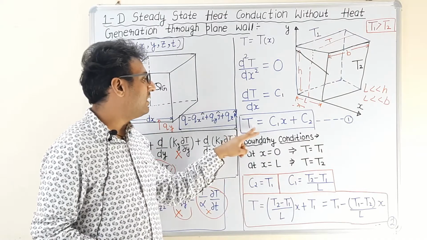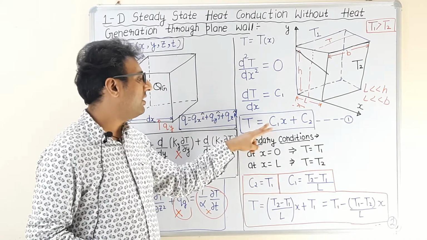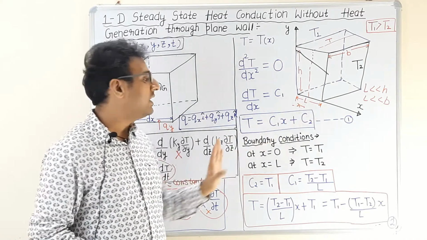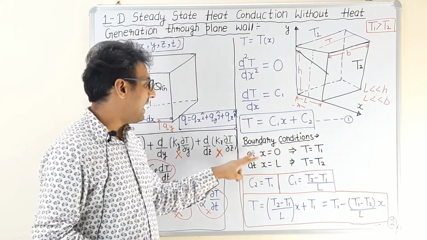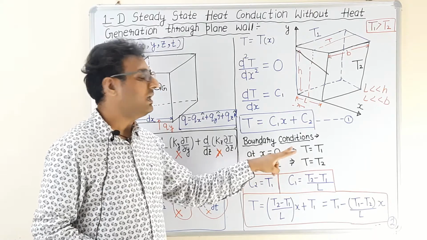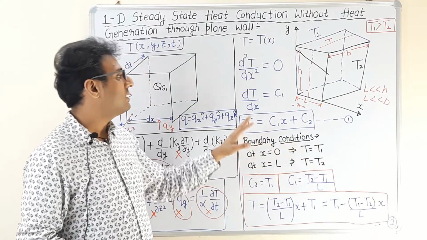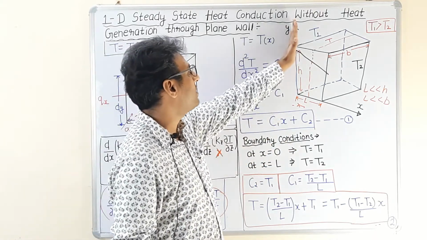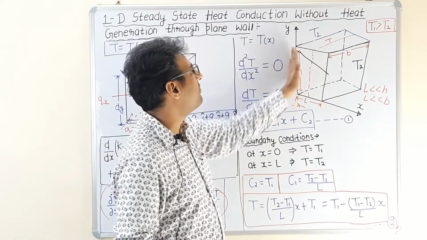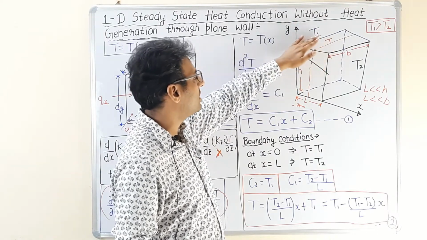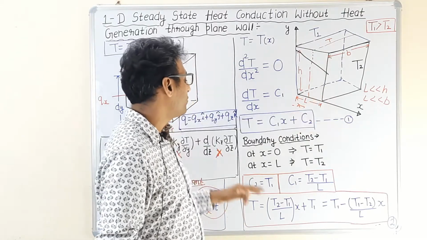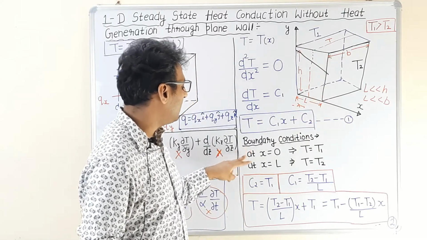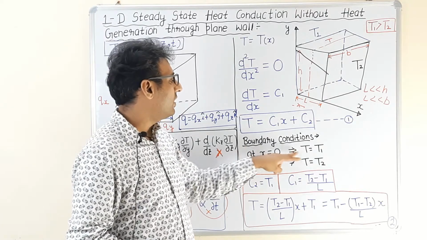To determine the values of the constants of integration C1 and C2, we need to specify two boundary conditions, which are at x equal to 0, T equal to T1. It means we are taking the origin from here, and this is the plane showing x equal to 0, and this plane is showing x equal to L. So according to the boundary condition, at x equal to 0, T is equal to T1.